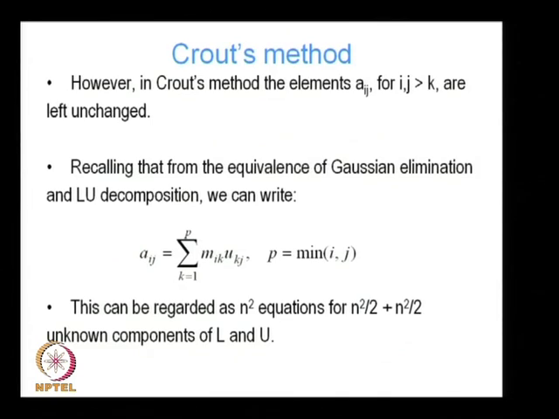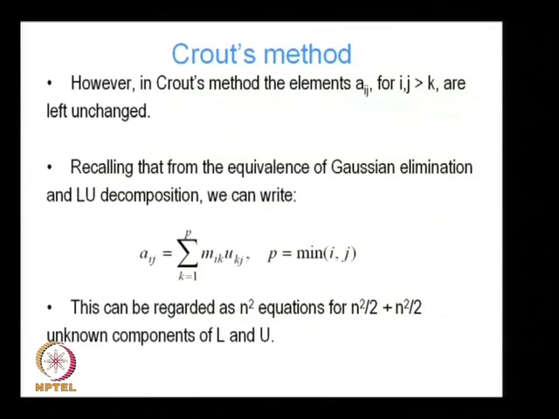How does that happen? Well, to see how that happens, let us recall our equation for Gaussian elimination in terms of LU components, which we obtained just a little while earlier, and which gave us basically the equivalence between Gaussian elimination and LU decomposition. Let us recall that equation, which says a_ij is equal to the sum of m_ik u_kj, summed over k equal to 1 to p, where p is the smaller of i and j. So, it is the smaller of the row index and the column index of a_ij.